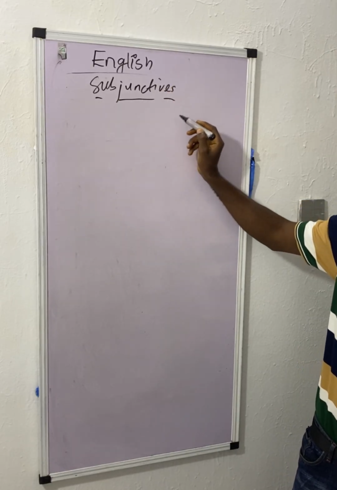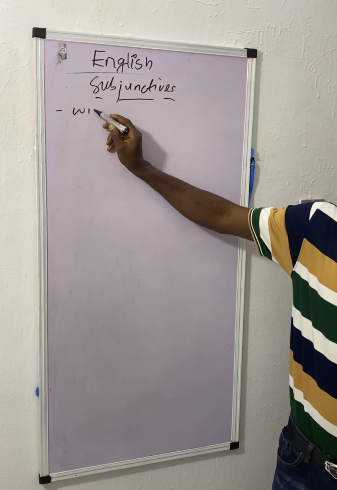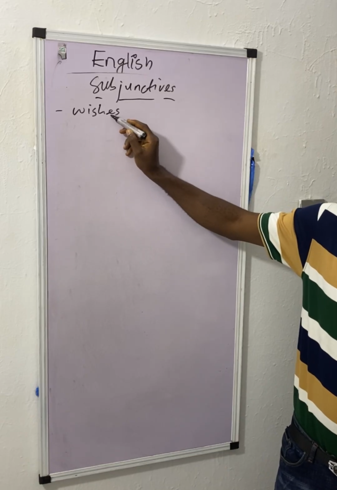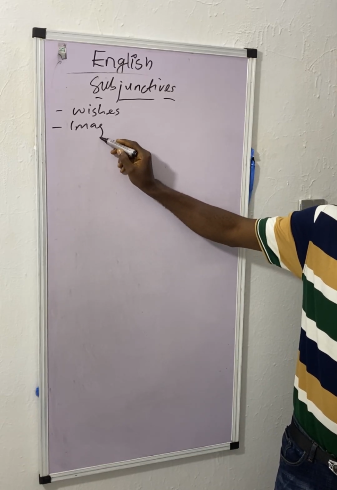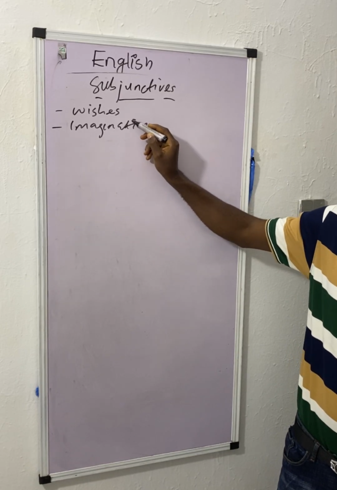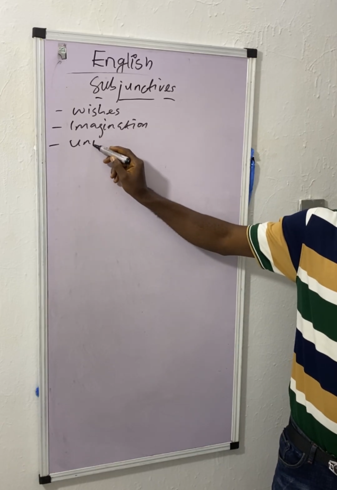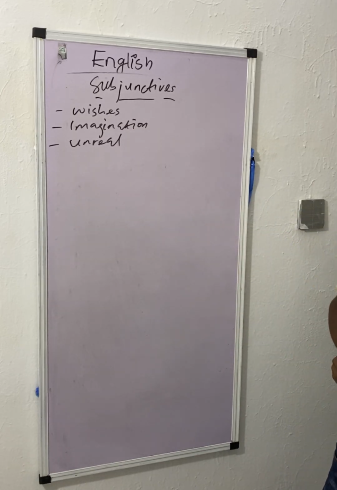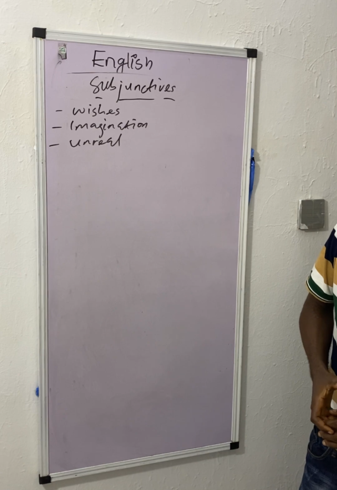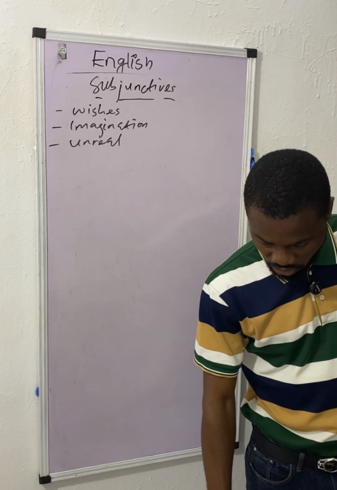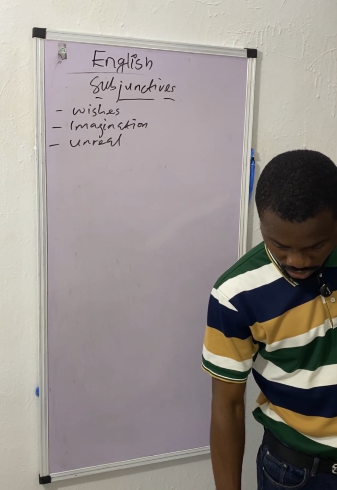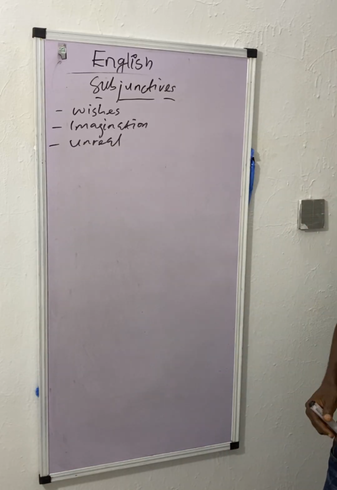All right. Remember, they are used to express what? Wishes, imagination, unreal situations. All right. So that's what we use subjunctives to do.